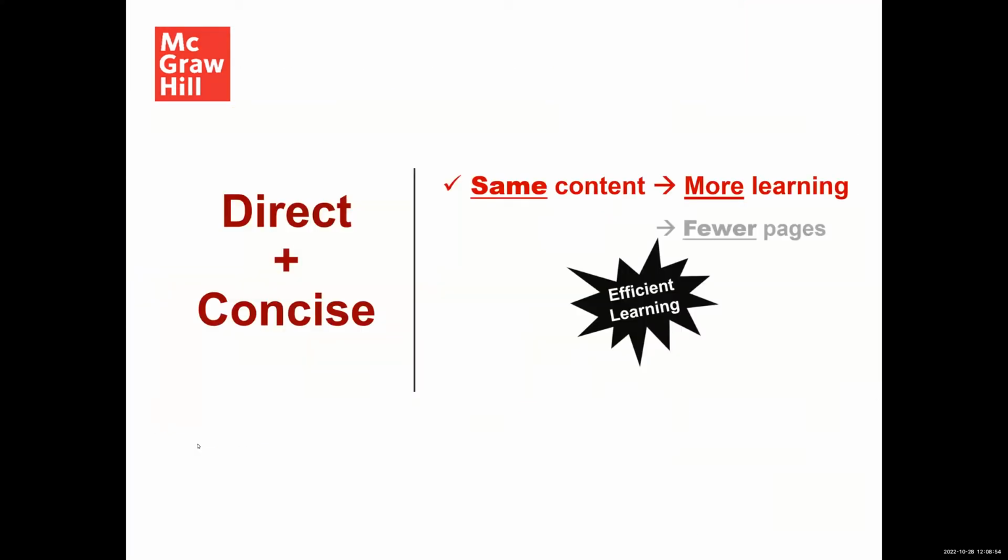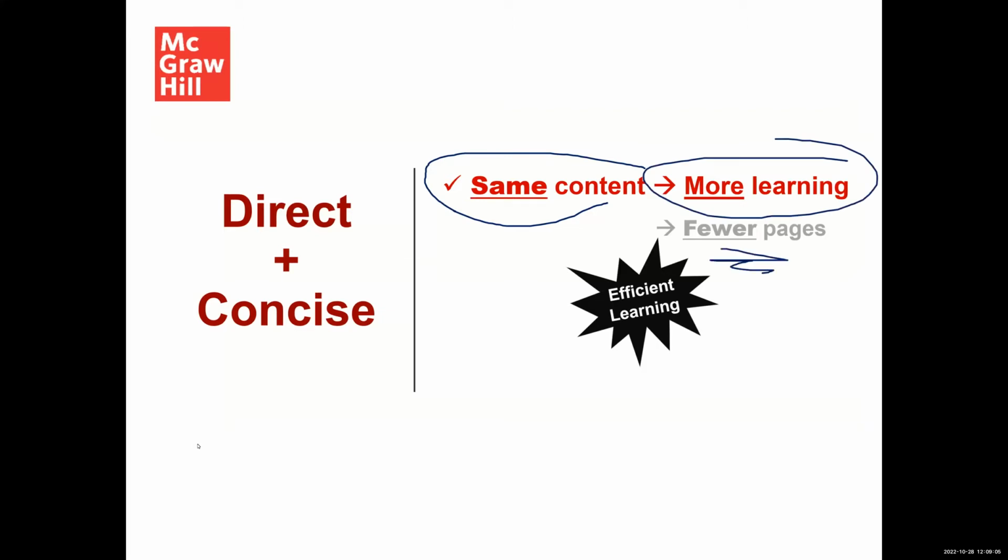One byproduct, we know direct and concise is the same content yields the same or enhanced learning. That's the whole idea behind it. But one byproduct was more efficiency in learning. In fact, we found that about 20% of our classroom materials was chopped off, even though we covered the same content. So great use of efficiency and helping students learn the material.